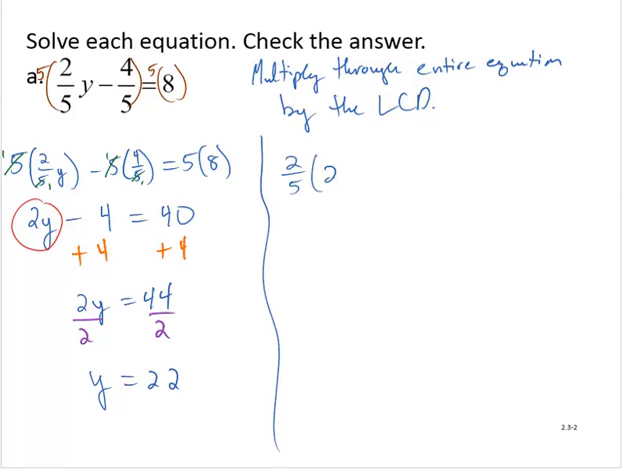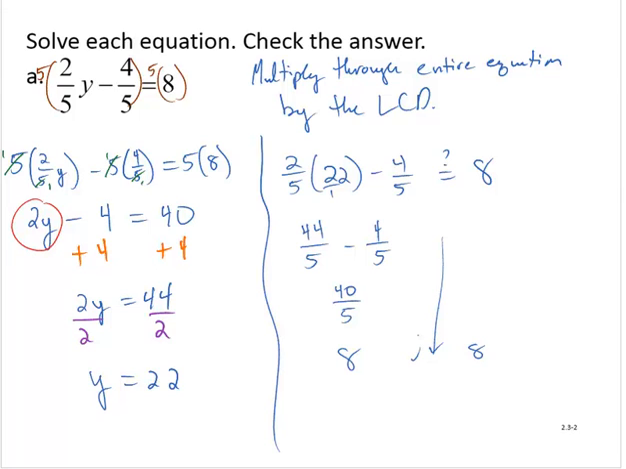2/5 of 22 minus 4/5, is this equal to 8? Thinking of that 22 as a 22 over 1 and multiplying those fractions gives 44/5 minus 4/5. And 44/5 minus 4/5 is 40/5, and 40 over 5 is 8, which is equal to itself. And so we can be confident that the solution is 22.